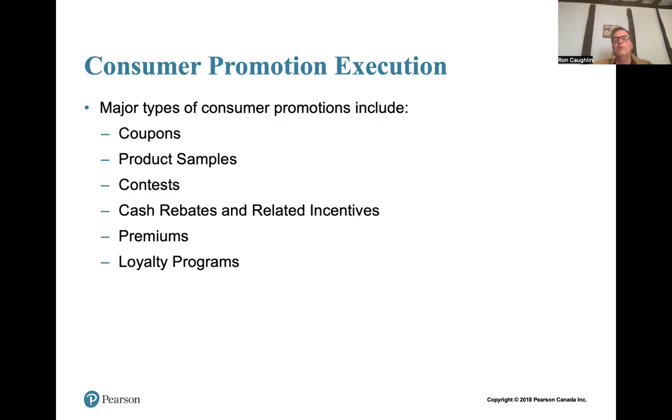From a consumer promotion execution perspective, the major types of consumer promotions include coupons, product samples, contests, cash rebates and related incentives, premiums, and loyalty programs. What I'd like to do is kind of go through some of these for you, so you get a good sense of which ones are the most effectively used in today's world.